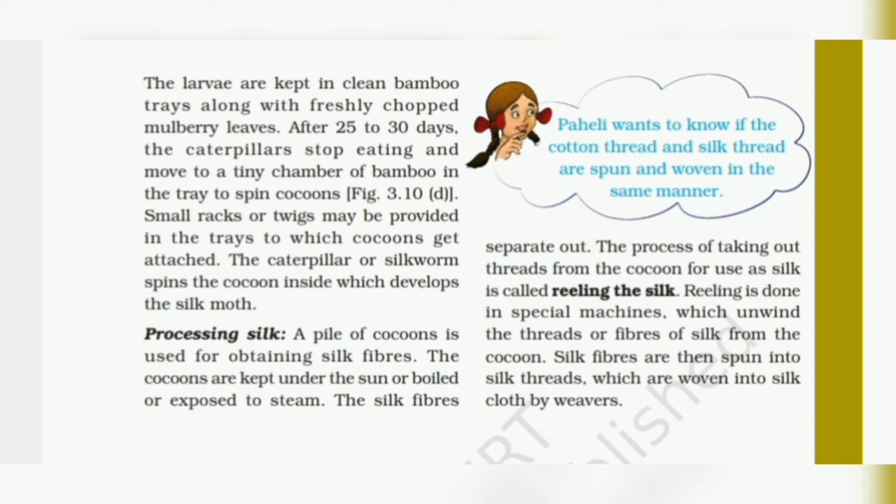Then the reeling is done in special machines which unwind the threads or fibers of silk from the cocoon, and then silk fibers are spun into silk threads which are woven into silk cloth by weavers. So that's how the processing of silk takes place.